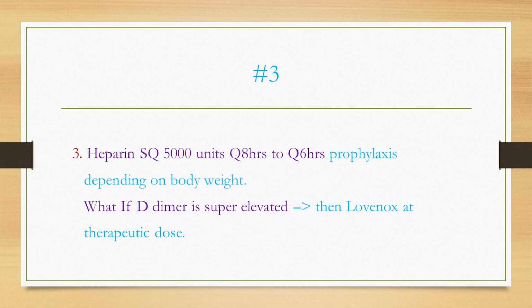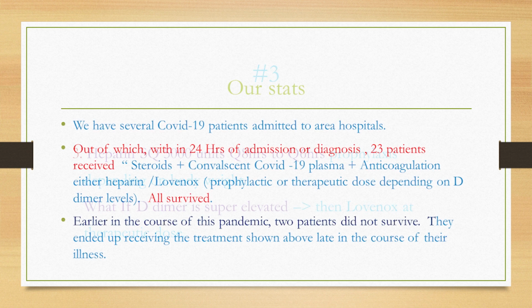We cannot check it out because he's COVID-19. So if the D-dimer is elevated, that's an indirect indicator that the patient might be developing small blood clots that we cannot see with the imaging. So we go ahead and give higher doses of blood thinners.